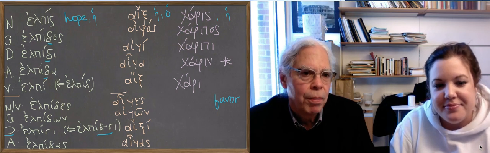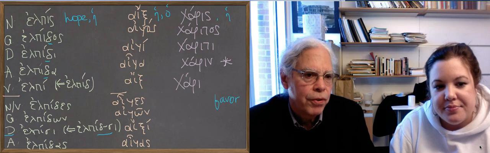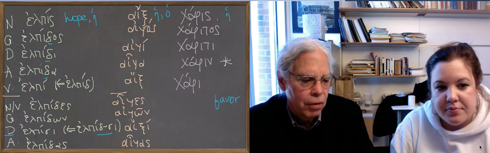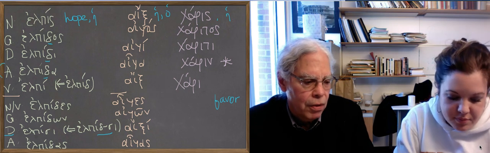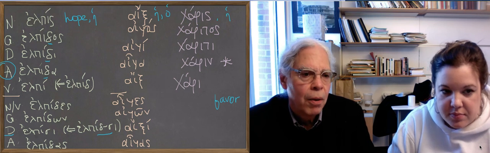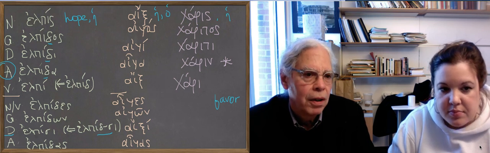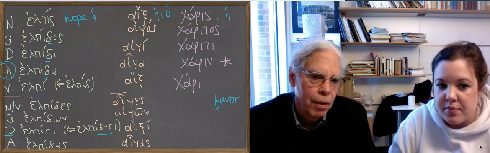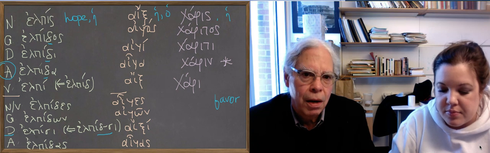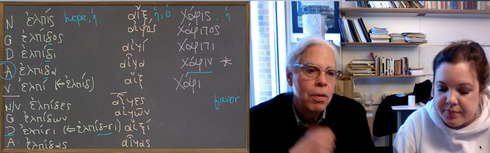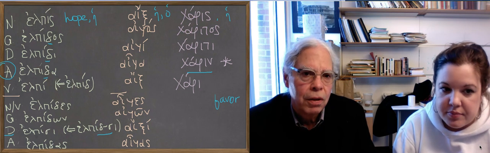And lastly, we want to talk about the accusative singular. Remember, in our list of the endings of the third declension, the masculine and feminine ones, we have s, os, i, and either a or nu. Elpida has an alpha. So let's go over to the end of the blackboard and look at the word charis. That has the nu in the accusative singular.